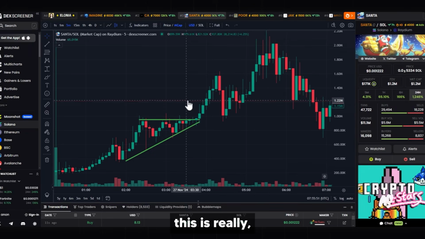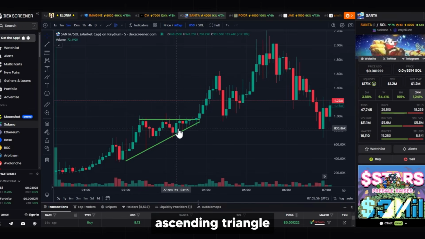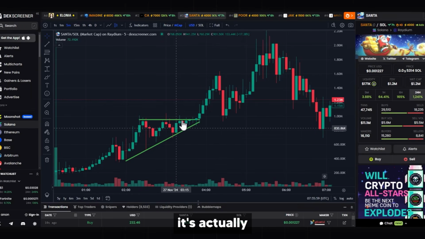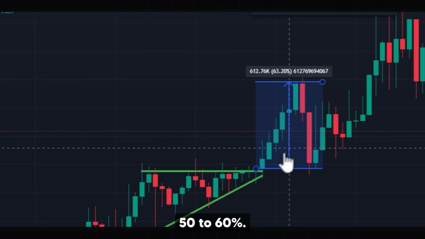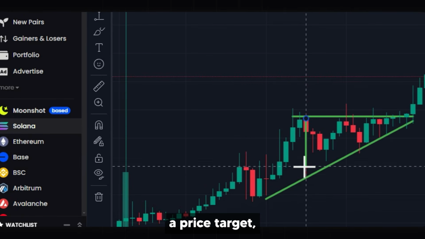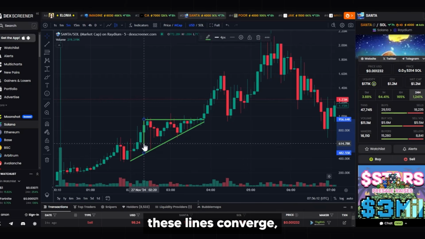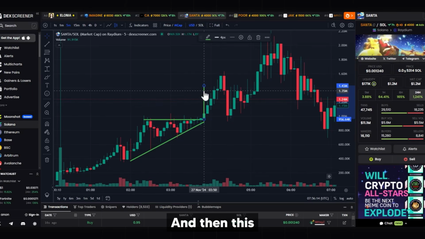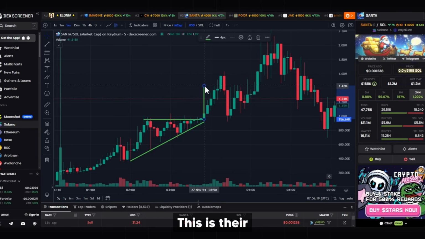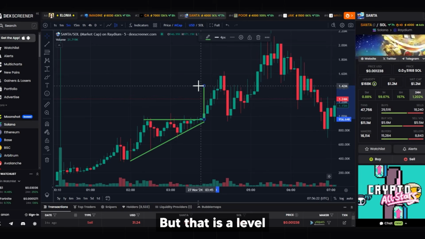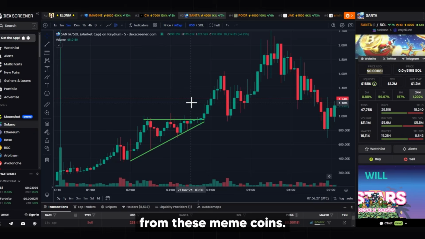This is really important for those of you buying meme coins, because if you see a pattern like an ascending triangle on a meme coin that you've just heard about, it's a very bullish sign that this coin is about to explode up further, around 50 to 60%. If you want a price target, you can take your trend line, draw it from the top to the bottom of where these lines converge, and then place it at the top right here. This is essentially your price target, and that's literally what traders do. I'm simplifying everything, but that is the level you'd want to get out at if you just want a quick trade so you can profit from these meme coins.